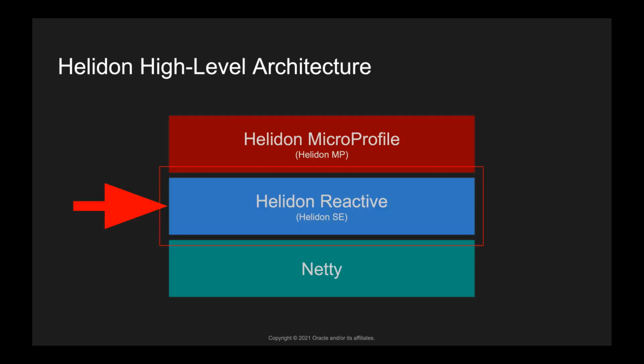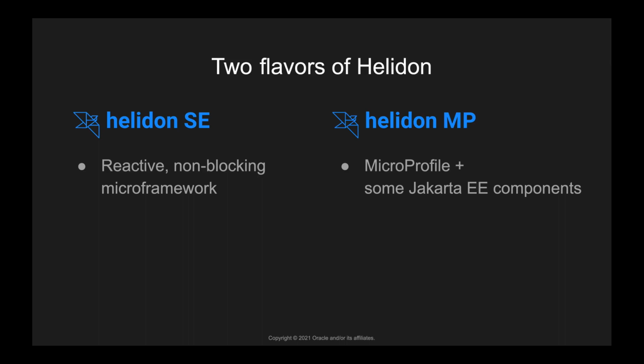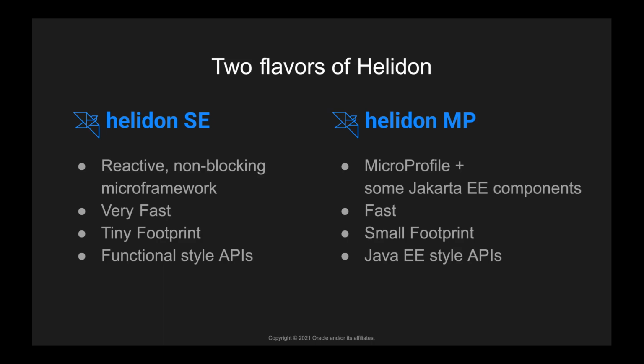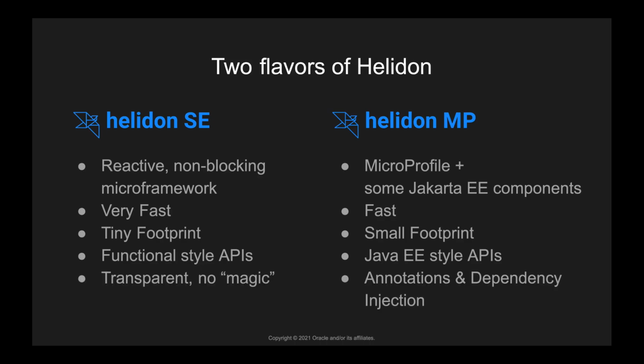As you probably remember the architecture, it lies a little bit underneath MicroProfile, and what is it actually? If Helidon MP is MicroProfile plus Jakarta EE, Helidon SE is pure Java, reactive, non-blocking Java. If Helidon MP is fast, Helidon SE is extremely fast because it doesn't have to do the magic. Small footprint in MP, tiny footprint in Helidon SE. Java EE style APIs in MP and pure functional APIs for SE. As we say, it's so easy, it's transparent, it's no magic. That means that we have everything under control.